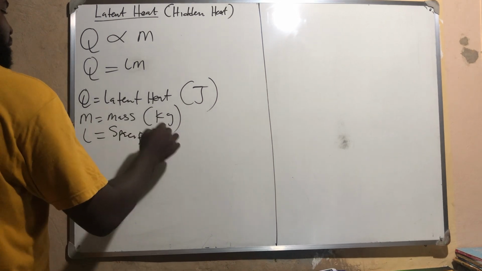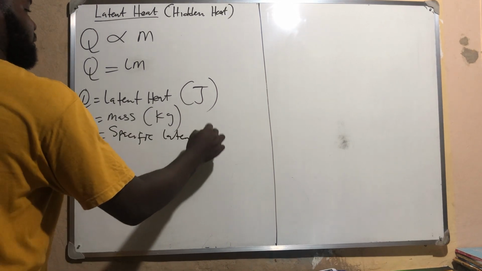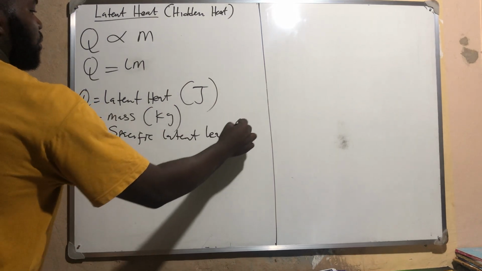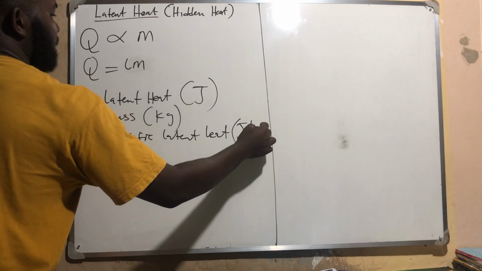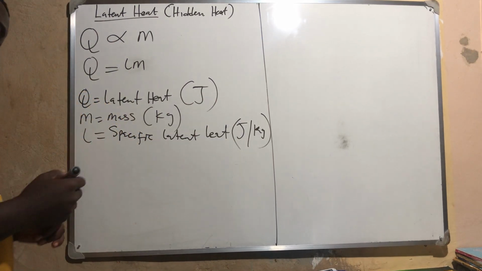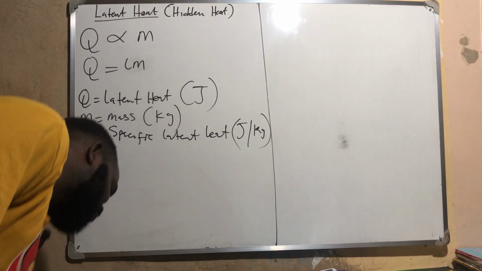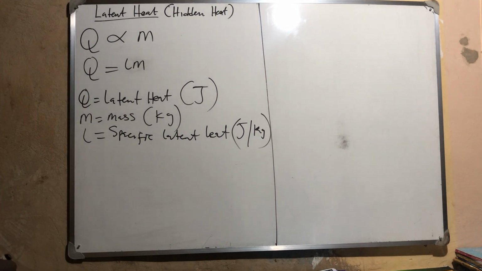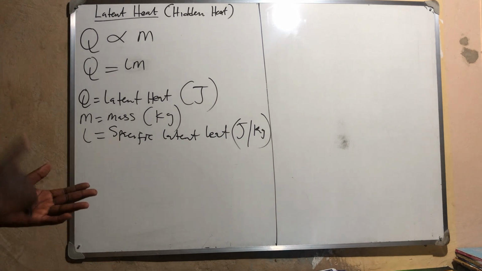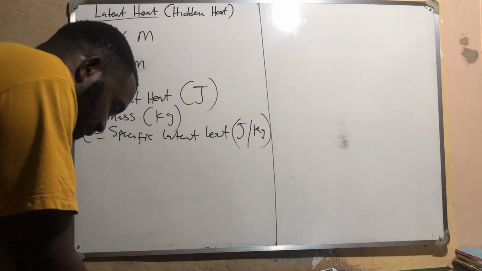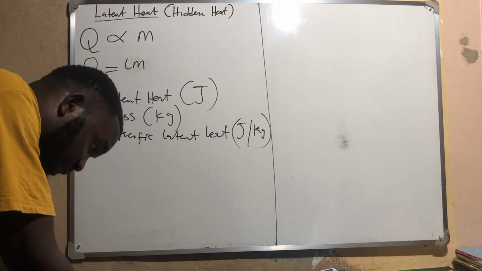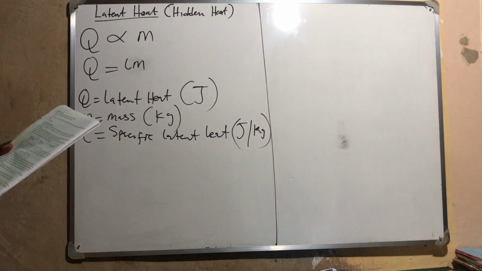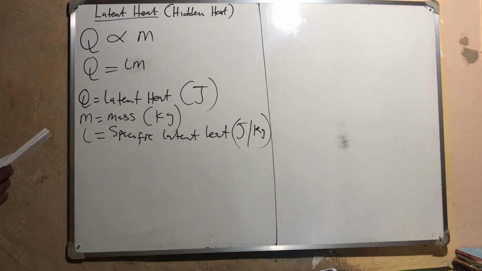Specific latent heat, so measured in joule per kg. Okay, so that is that. So now let's talk about specific latent heat. I told you we have two types of specific latent heat: the specific latent heat of fusion and the specific latent heat of vaporization.